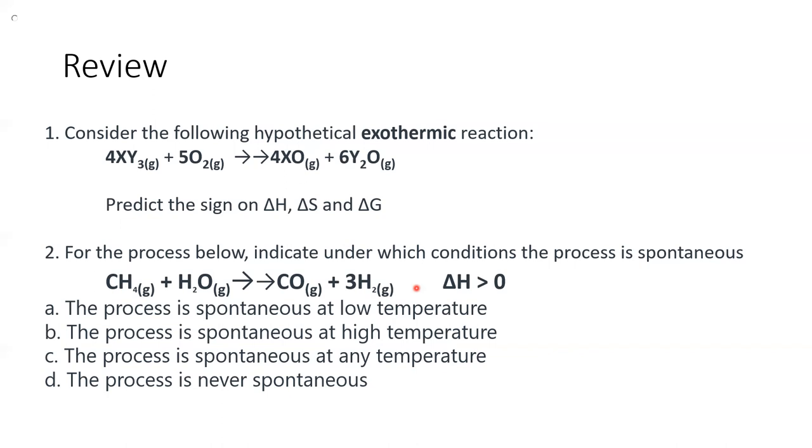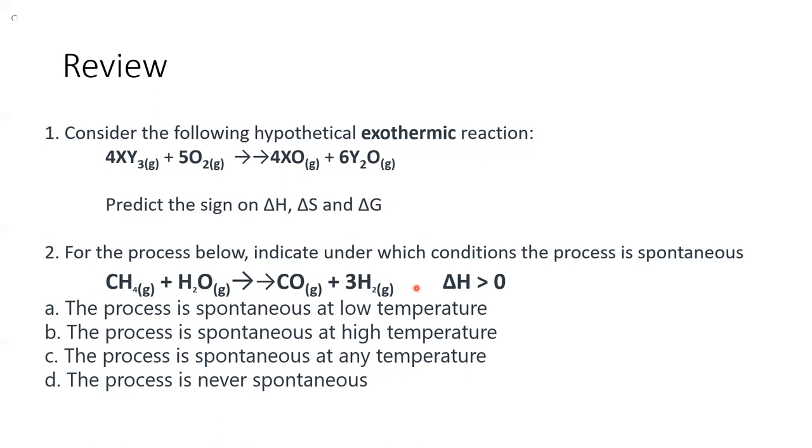Agreed. So now if delta G equals delta H minus T delta S, and we want the process to be spontaneous, what do we want delta G to be, positive or negative, if we want it to be spontaneous? Delta G has to be negative for the process to be spontaneous. Okay, so delta H is positive. Well, that's not enthalpy favored. Delta S is positive. That is entropy favored.